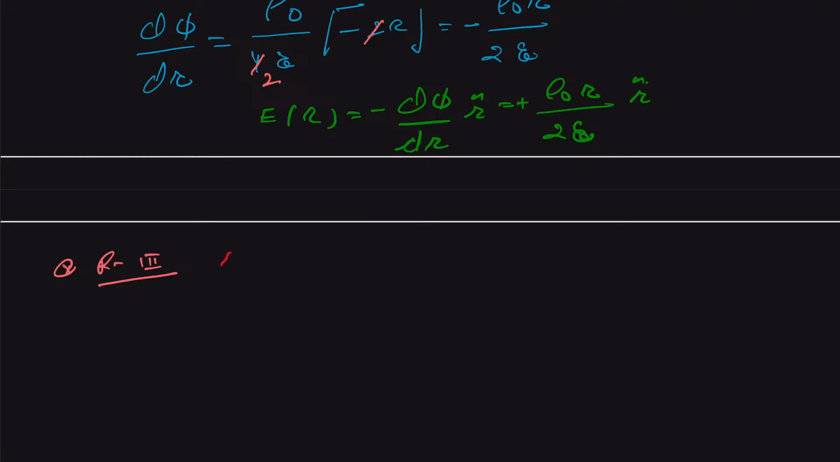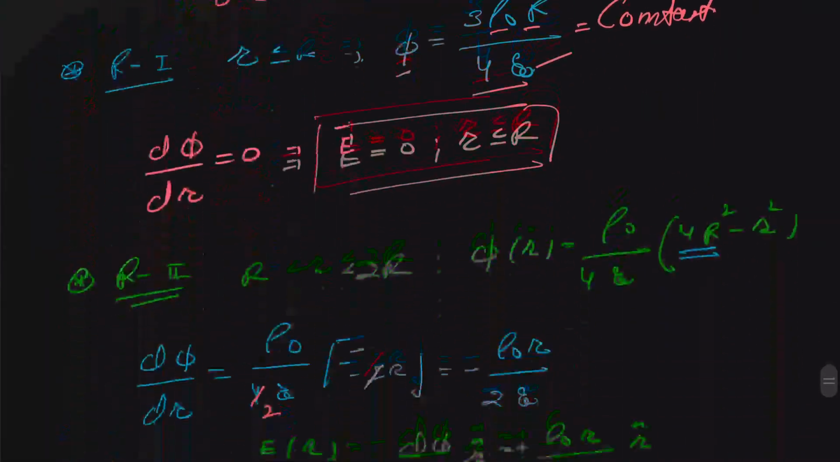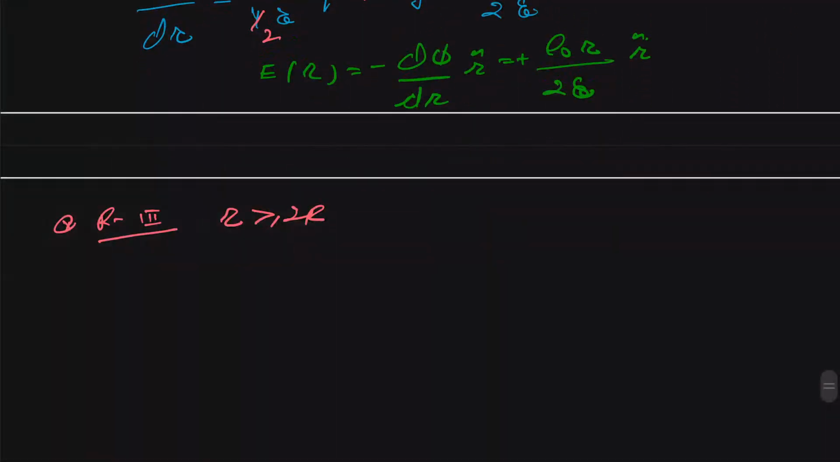Now we have region 3. Region 3 is where r is greater than or equal to 2R. And here the potential is straightforwardly mentioned as 0. So the problem is sorted out. We can say that our potential is equal to 0. Therefore, our d phi upon dr will also be equal to 0, giving us the value of the electric field equal to 0.